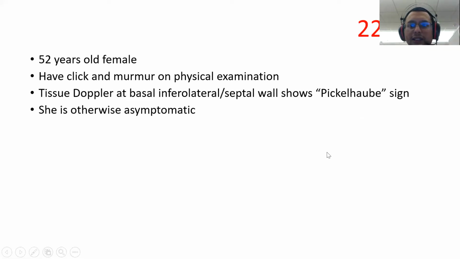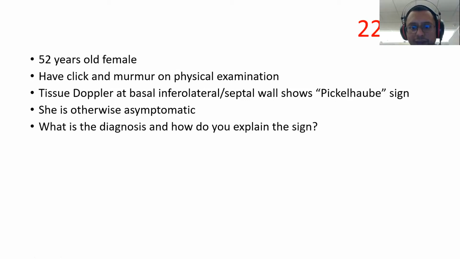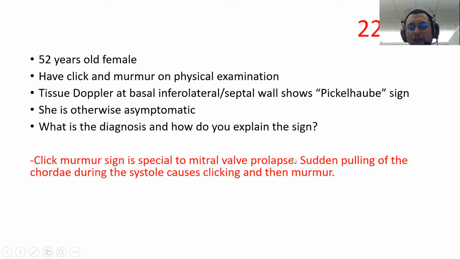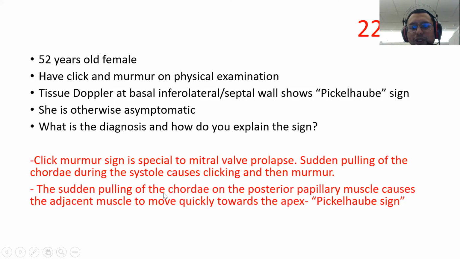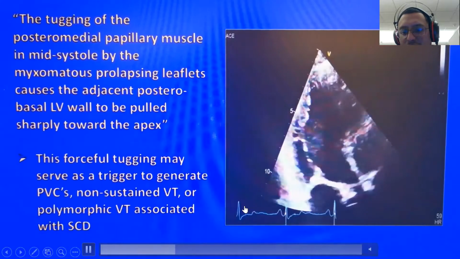So this Pickelhaube sign basically shows very fast movement of tissue in the wall on the Doppler I show you now. It is special to mitral valve prolapse, sudden pulling of the chordae during systole causing clicking and then murmur. So the sudden pulling of the chordae on the posterior papillary muscle causes the adjacent muscle to move quickly towards the apex. This is called a Pickelhaube sign. So do you see this one?